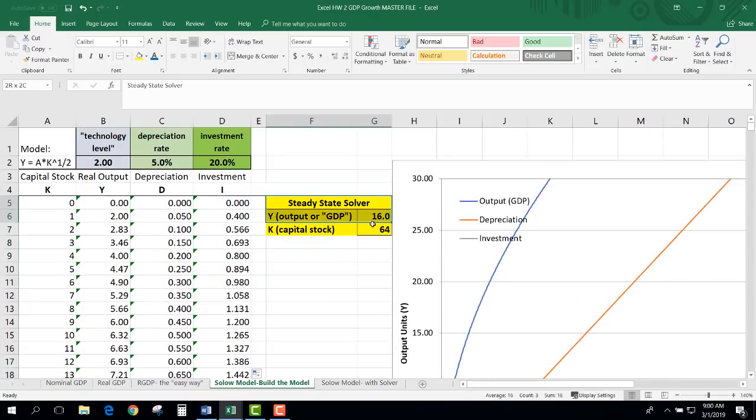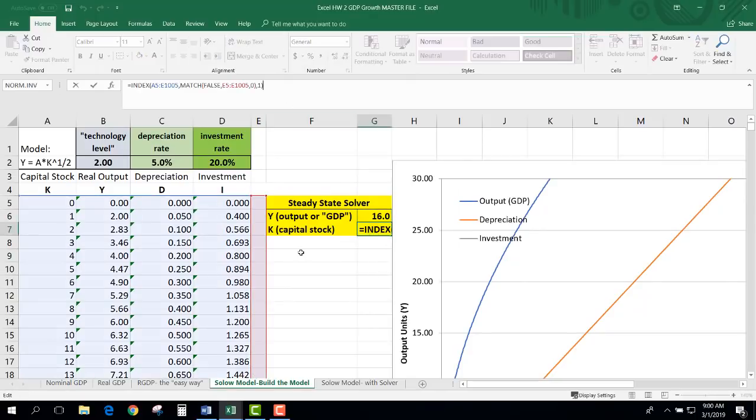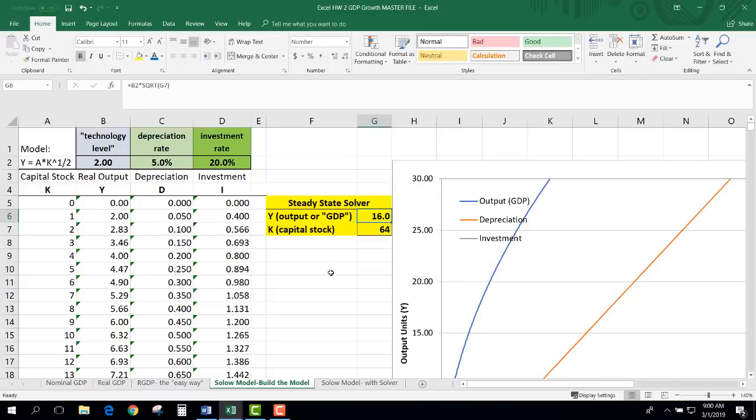And then there's my solver, with the solver algorithms that I've put in there behind the scenes. Notice that this is an index match function. I'm looking for the values that match for D and I approximately. So I got a capital stock of 64 and an output then of 16 for my steady state.